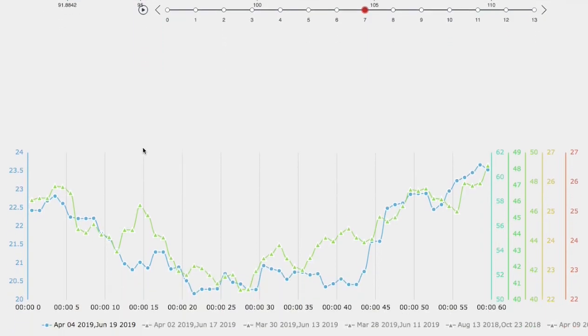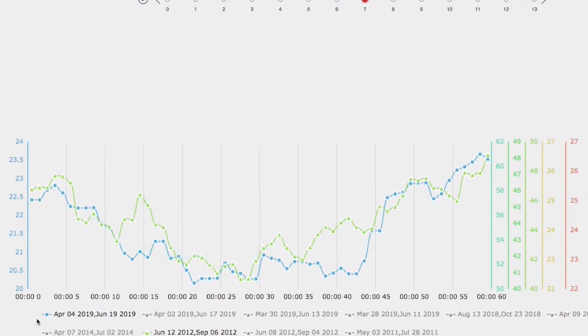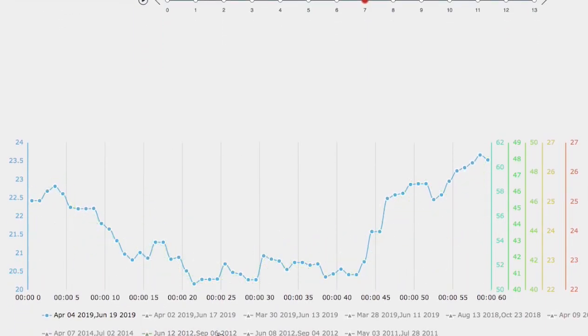And here's the line chart that I compared it to. The current trend right here and the 2012 trend right there.